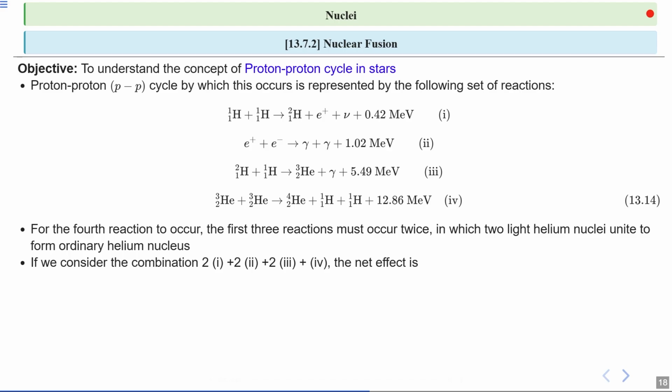If we add up all these reactions, two times each of the first three, plus the fourth, we get the overall effect of the proton-proton cycle. This helps us to see the big picture: how many particles go in, how many come out, and how much energy is released in total. The net result is that 4 hydrogen nuclei and 2 electrons combine to form one helium-4 nucleus, 2 neutrinos, 6 gamma rays, and 26.7 mega electron volts of energy. This shows us how stars convert hydrogen into helium and release a huge amount of energy, which is what powers their light and heat.